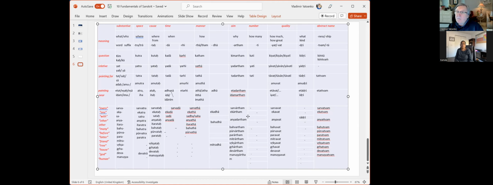And artham can be added to any word or any substantive. Sarvartham, for everyone; ekartham, for one; anyadartham, for another one, for another case, and so on. Vrikshartham, for the tree; Grihartham, for the house; Sanskritartham, for Sanskrit, and so on. You can add artham in the sense of what for.